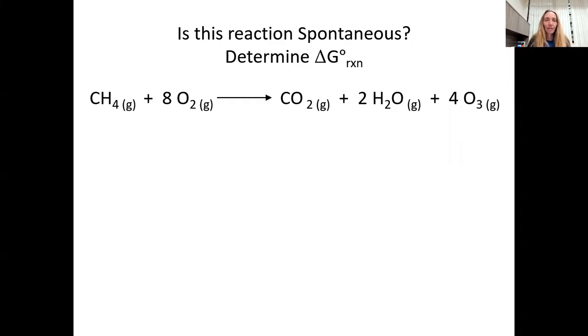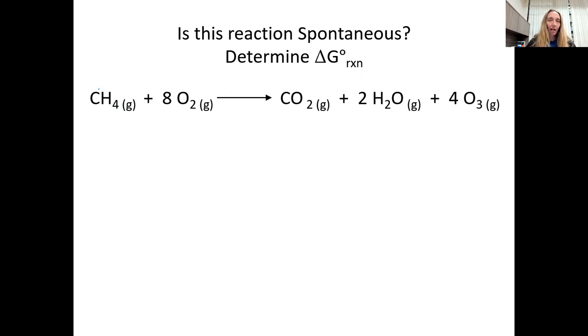Today's example is about determining if a reaction is spontaneous. Remember, if a reaction is spontaneous, that means it will happen without any external input. To do that, we're going to calculate the delta G naught of the reaction.